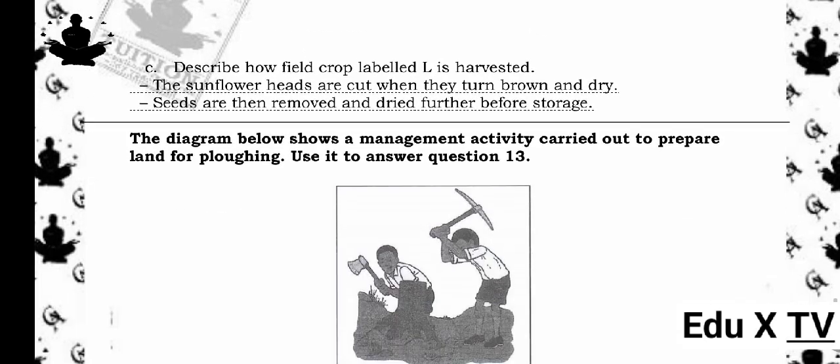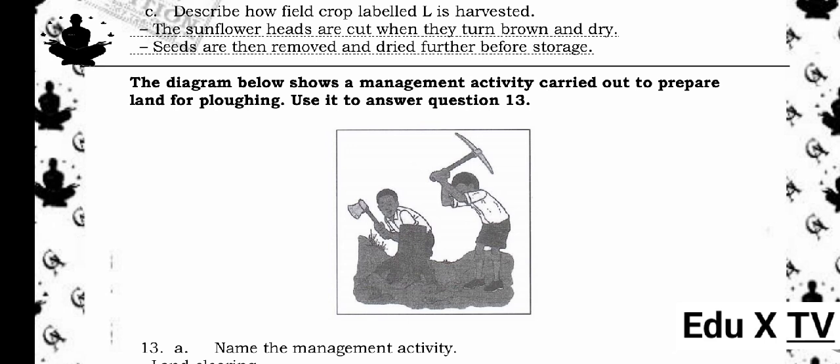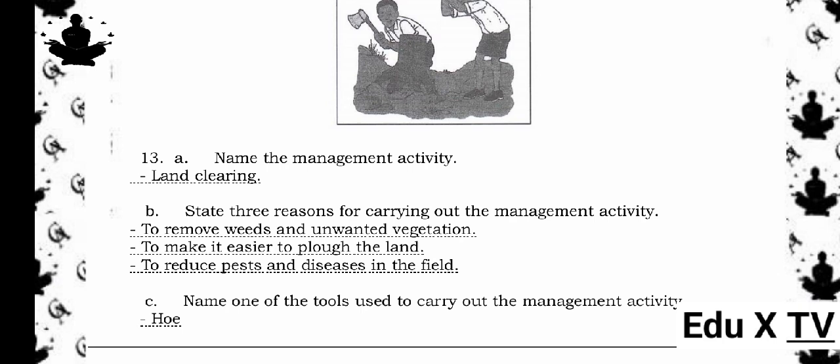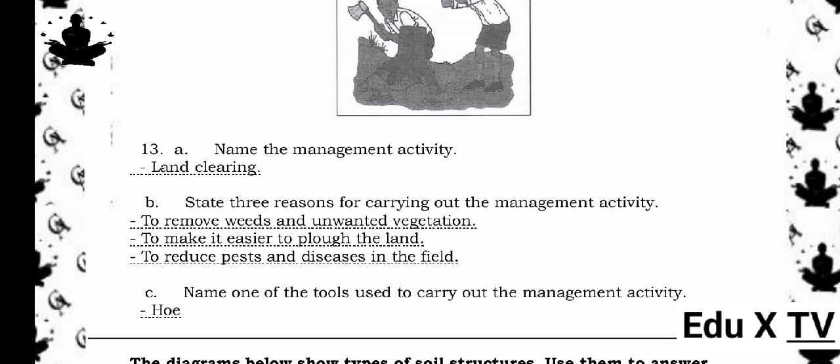C. Describe how field crop labeled L is harvested. The sunflower heads are cut when they turn brown and dry. Seeds are then removed and dried further before storage. The diagram below shows a management activity carried out to prepare land for plowing. Use it to answer question 13. 13. A. Name the management activity. Land clearing.